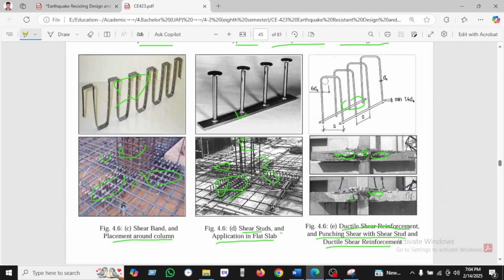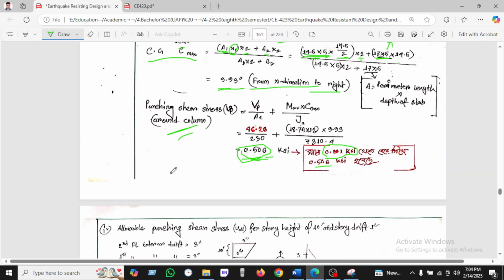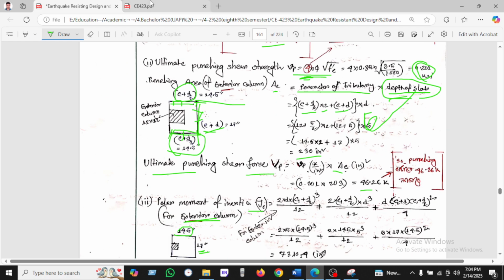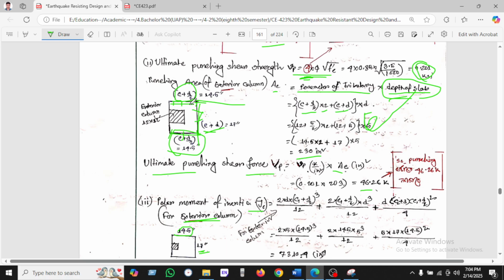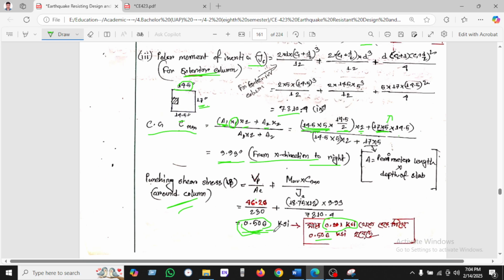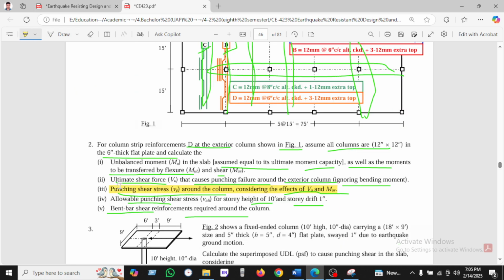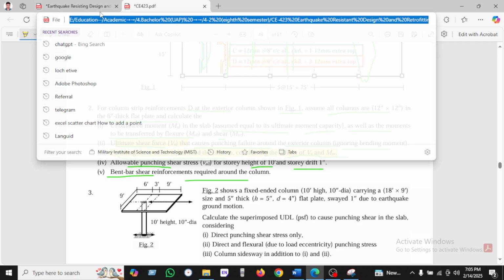So that was our number 3. What was the answer? Number 3, punching stress around the column considering effect m. So this was our result. Okay, so number 2 result, the ultimate punching force, this is the 46.28 ultimate punching shear. Okay, and first I have recorded. Now we'll calculate the allowable punching stress.